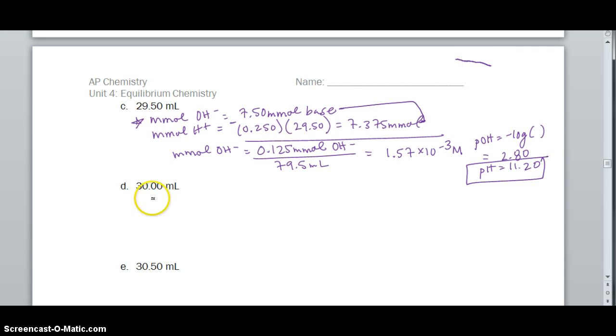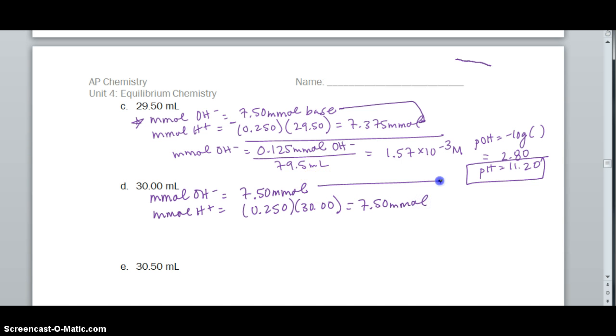So now we're about to see the big change. So millimoles of OH, again, same starting conditions, so 7.5 millimoles. Millimoles of H plus, still 0.25 molar. We've added 30 milliliters now. And so the millimoles of acid is 7.50. So what's special about this when moles of acid equal moles of base? Moles of acid equal moles of base. We are at the equivalence point.